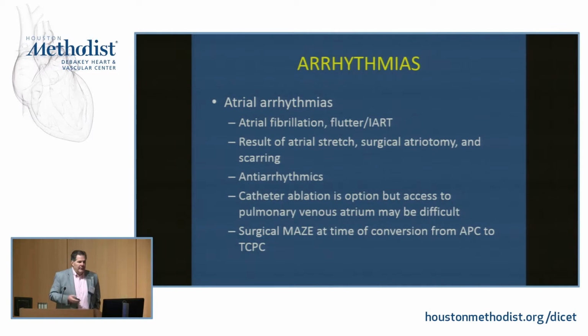Atrial arrhythmias are common: atrial fibrillation, forms of flutter, IART. This is also a result of atrial stretch, surgical atriotomy, and scarring. These patients will often require antiarrhythmic therapy. Catheter ablation is an option, although access to the pulmonary venous atrium can be difficult. If you have a fenestration, then there's ready access, but sometimes you need to cross that baffle to do ablation therapy. And if there's a conversion, we'll often try to do a surgical Maze, particularly if the arrhythmias have been an issue.